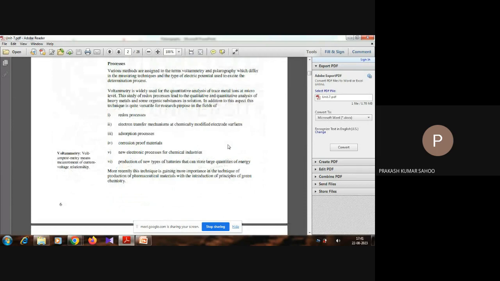So let's have some processes. These are used for the quantitative analysis of trace metals at micro level, and in addition to this, this technique is quite versatile for research purposes in the field of redox, electron transfer mechanism, adsorption, corrosion, then new electronic processes, then production of new types of batteries that can store large quantities of electricity. So these are some applications or processes for voltammetry.